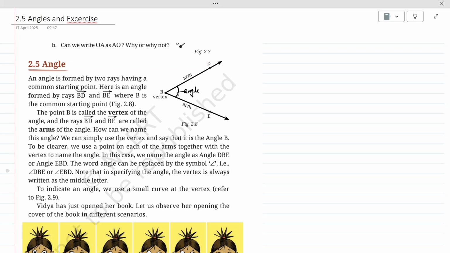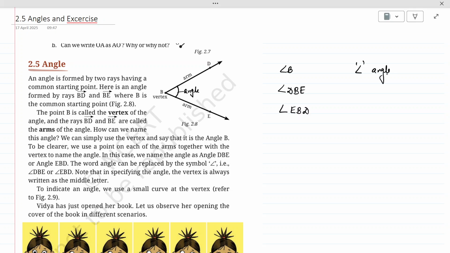This is the angle. How can we name the angle? We can simply use the vertex and say that this is angle B. We can call this angle B, or we can specifically name it using the arms. How? If we start from D, we can call it angle DBE, or we can also call it angle EBD.